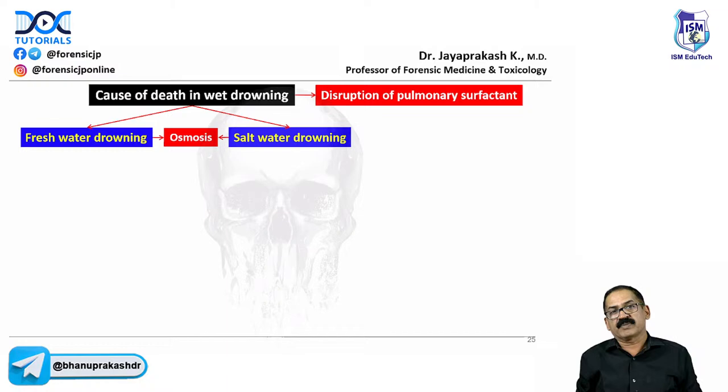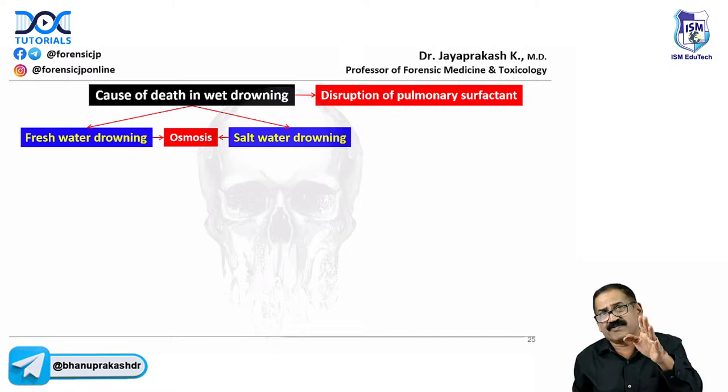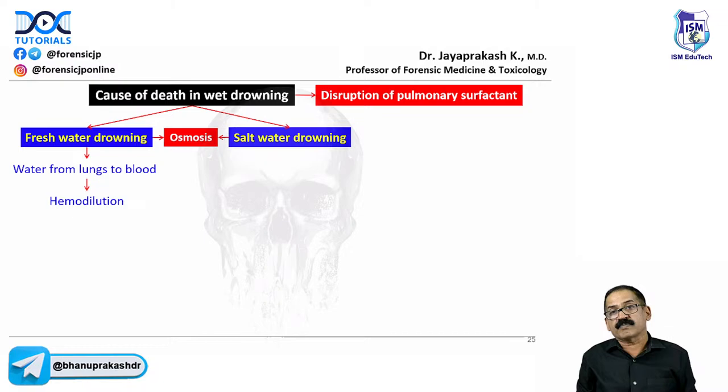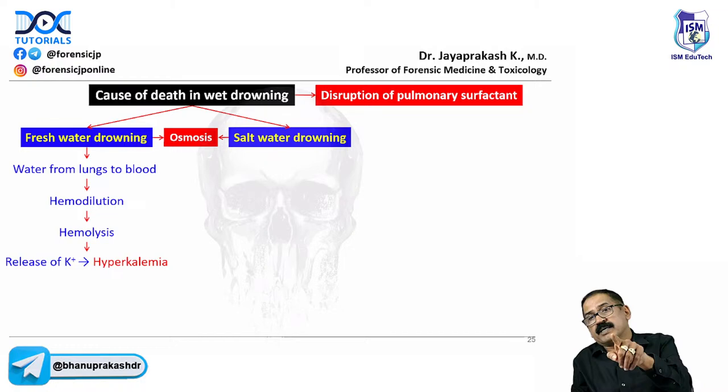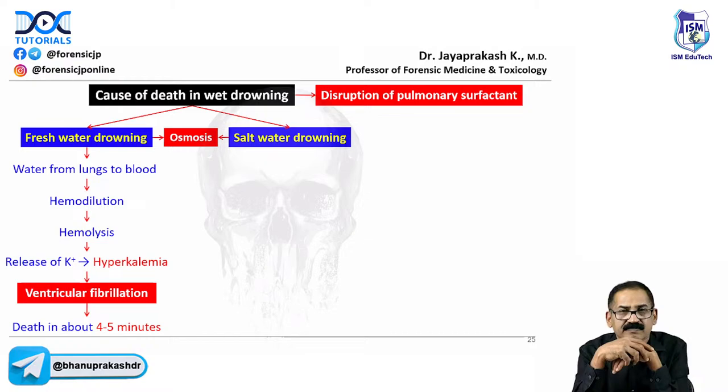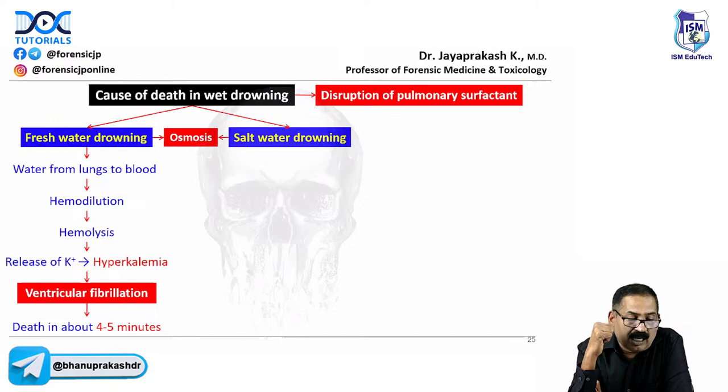Now, if the person falls into fresh water, water enters the lungs. From the lungs, it enters the blood because blood salinity is more than fresh water. That gives rise to hemodilution. Once there is hemodilution, RBCs will swell and break, causing hemolysis. RBCs contain potassium, which gives rise to hyperkalemia. Hyperkalemia gives rise to ventricular fibrillation and the person dies in about 5 minutes. There is dilutional hyponatremia, but even if there is dilution, hyperkalemia occurs. Remember, hemolysis and hyperkalemia.